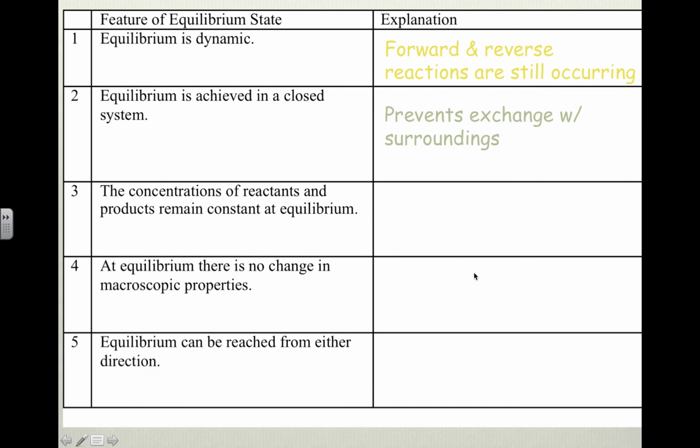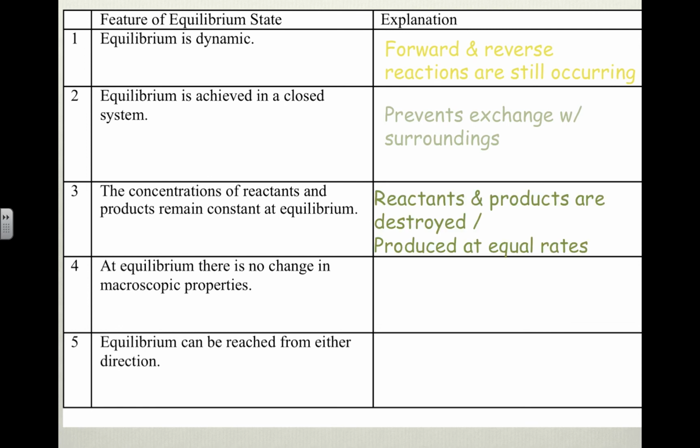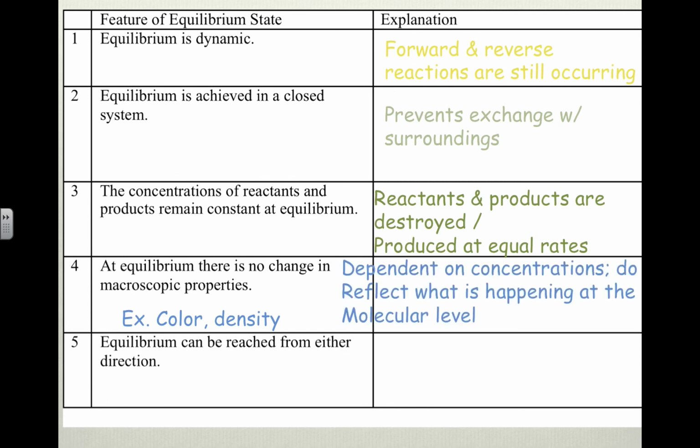Okay, the concentrations of reactants and products remain constant in equilibrium because we've got equal rates of forward and reverse reactions. Now, at equilibrium, there's no change in macroscopic properties, meaning things we can see with our eyes, like color and density. Why? Well, those are dependent on the concentrations, which have now leveled out, and do not reflect what is happening at the molecular level.